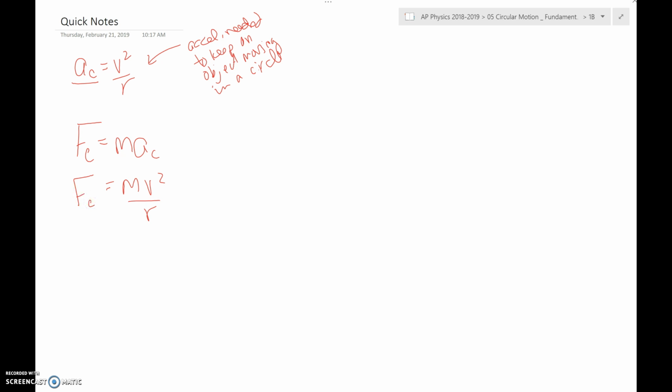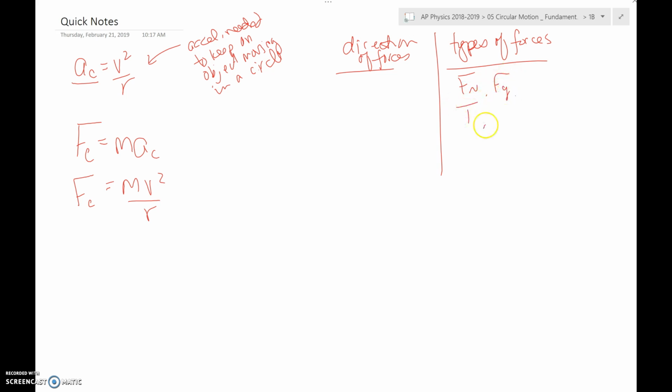Now, let's talk a little bit about conceptual understanding of where centripetal force fits into the entire force framework. There are two categories of forces, basically: the types of forces and the direction of forces. For the types of forces, we have things like the normal force, force of gravity, tension, friction, anything applied, and more, just ones that we haven't quite hit yet. But those are the ones we've hit so far.